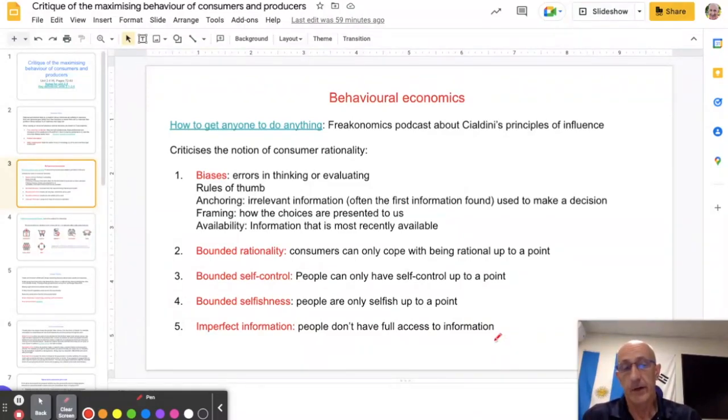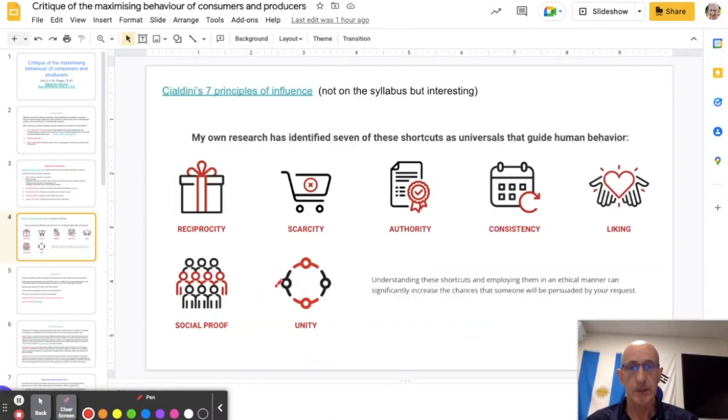And even that, we don't have access to full information. We're not fully informed. Even with the internet, it's made it far easier to get information. In some respects as well, that information becomes more difficult to obtain, even with the internet. So those are our basic criticisms of rationality. This isn't in the syllabus.